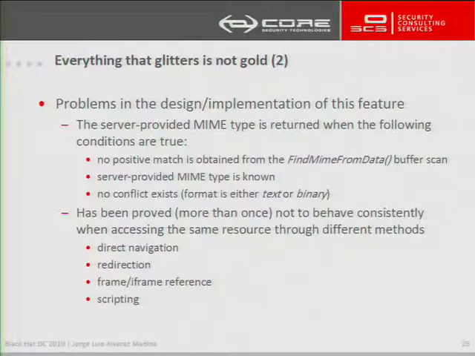And there is also another problem that has been proved: Internet Explorer doesn't behave consistently when accessing the same resource by different means. For example, when accessing a resource by direct navigation, Internet Explorer can render that resource in a given way. But if accessing the same resource through an iframe reference, through scripting, or through a redirection, the resource can be treated as if it were of another type. That has also been a key to carry out this attack vector.